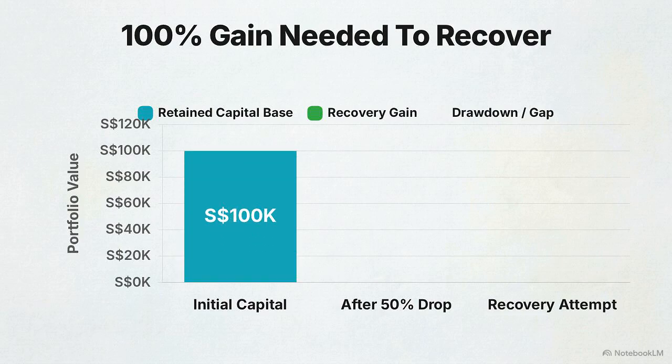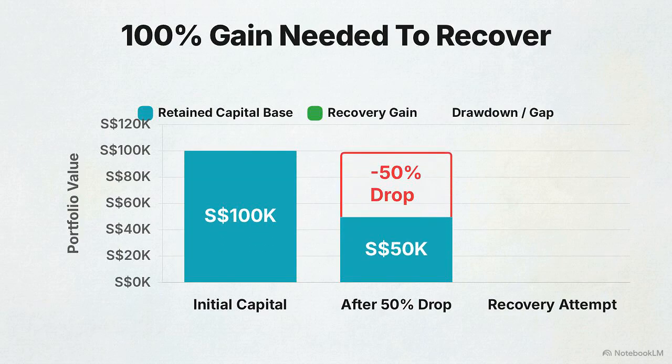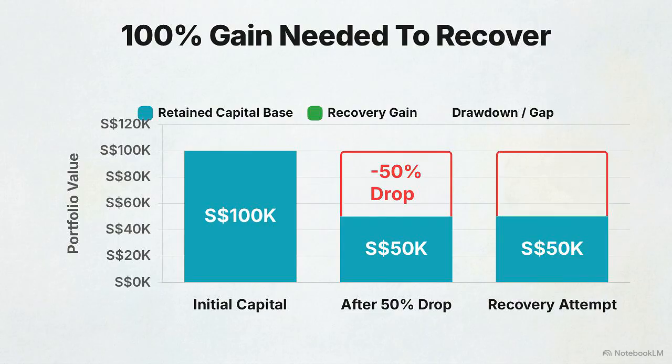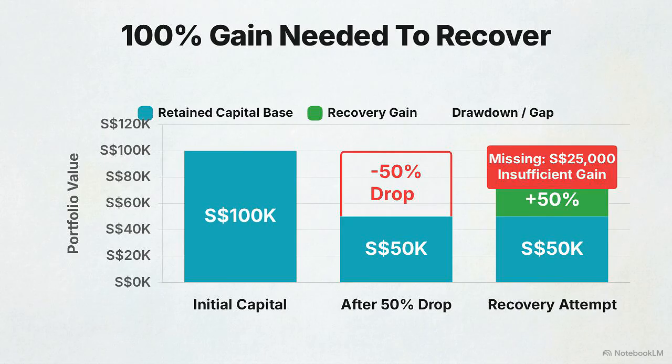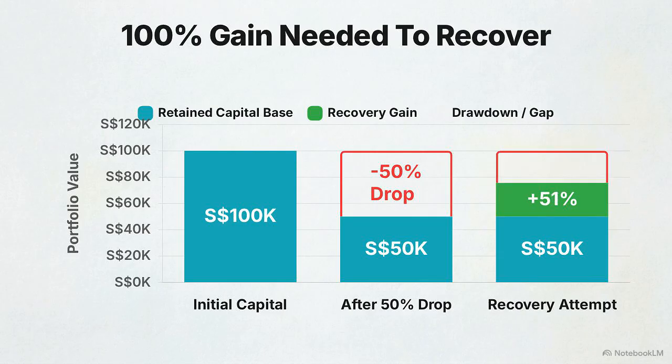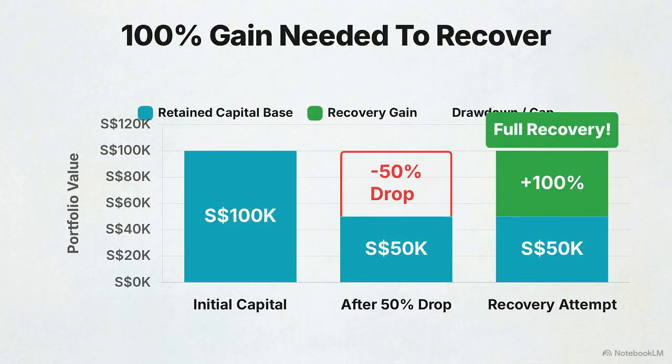If a portfolio drops from $100,000 down to $50,000, a 50% gain does not get you back to where you started. 50% of $50,000 only gets you to $75,000. Because you are starting from a smaller capital base, climbing out of the hole requires a much larger percentage gain. To actually recover that original $100,000 balance, you have to double your remaining capital. You need a full 100% gain.